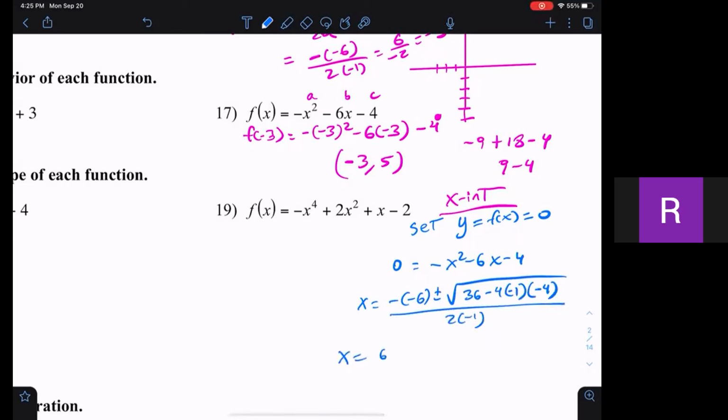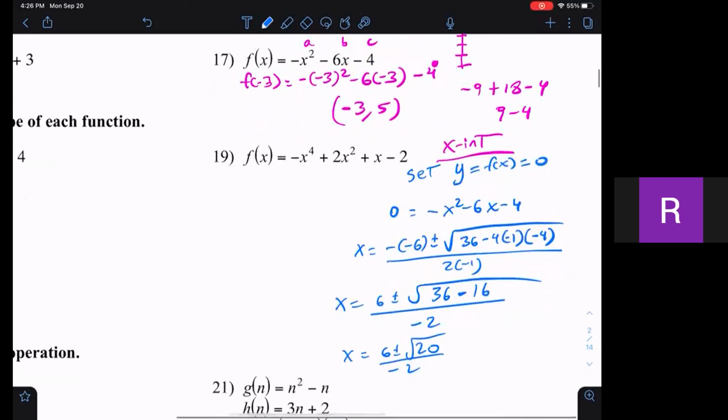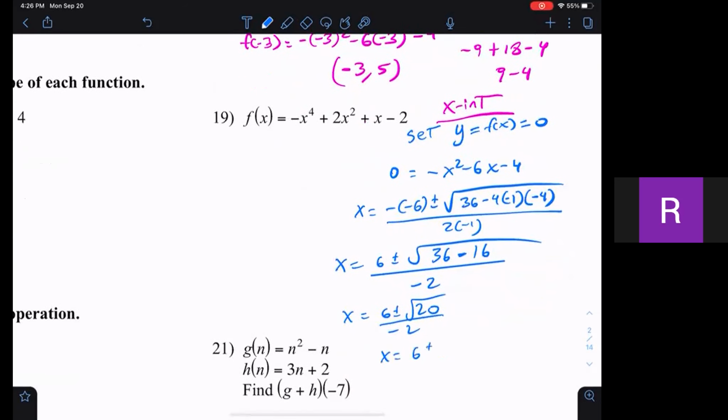So this is 6 plus or minus 36 minus 16, right? Over negative 2. So this is 6 plus or minus 20 over negative 2. So this is x equals 6 plus or minus 4 times 5. That's 2 radical 5 over negative 2. So x equals, well, you can do this now, negative 3 plus or minus square root of 5. Yeah, so you're supposed to have this.